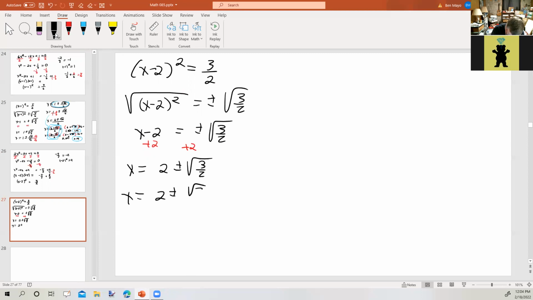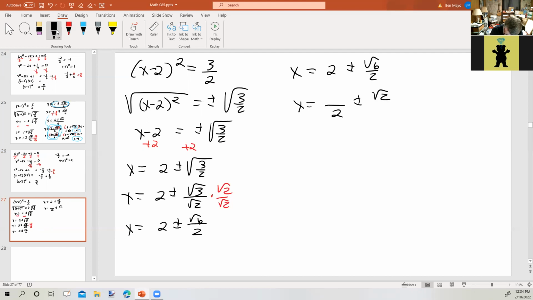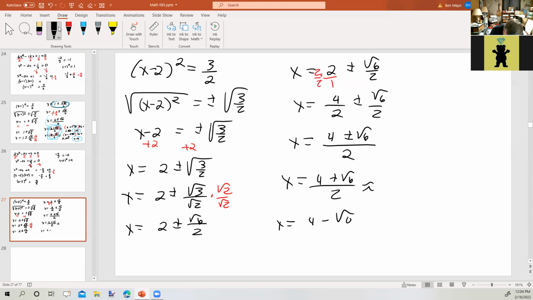I'm going to rationalize the denominator of the radical by multiplying by the square root of 2 over the square root of 2. So x is 2 plus or minus the square root of 6 over 2. And again, that's a correct set of answers. But what you'll encounter in the future is they'll take this and say, we need it to look like that. So let's go back up here and multiply by 2 over 2. Then we get 4 plus or minus the square root of 6 all over 2, which becomes x equals 4 plus the square root of 6 over 2, x equals 4 minus the square root of 6 over 2.